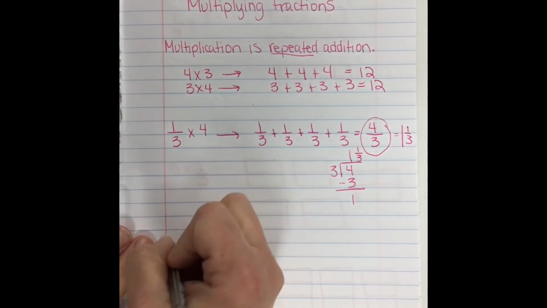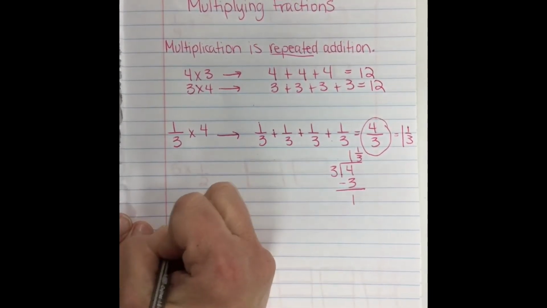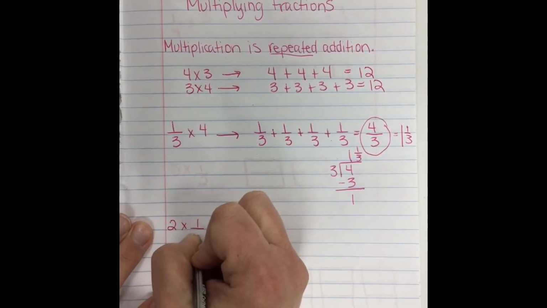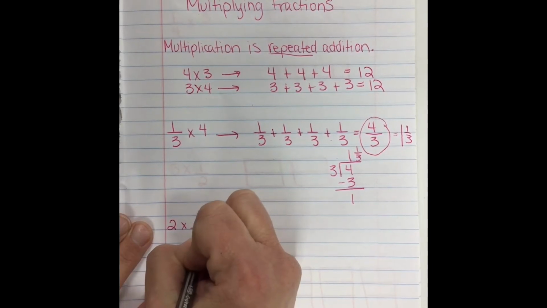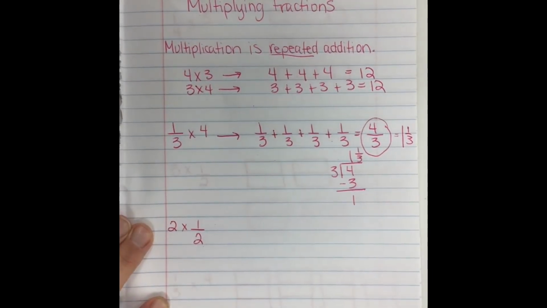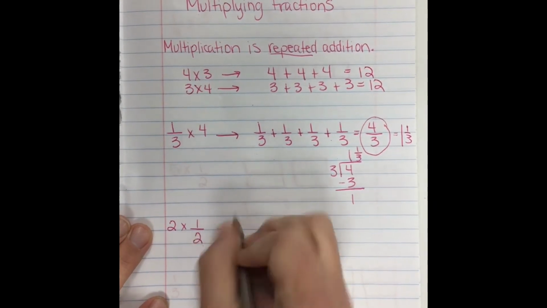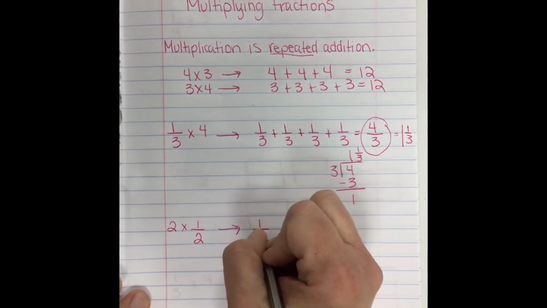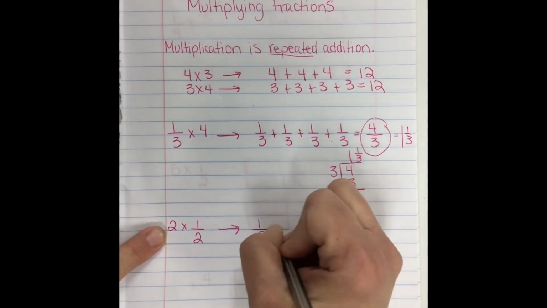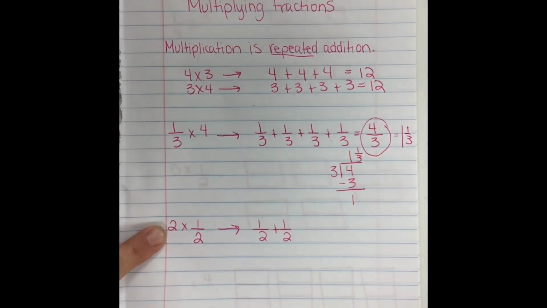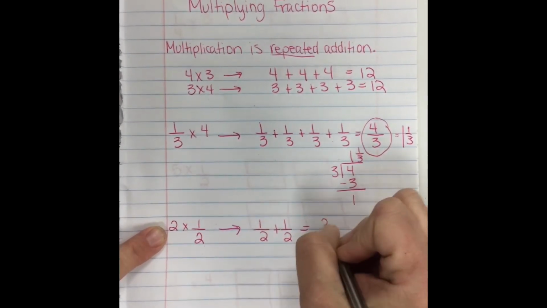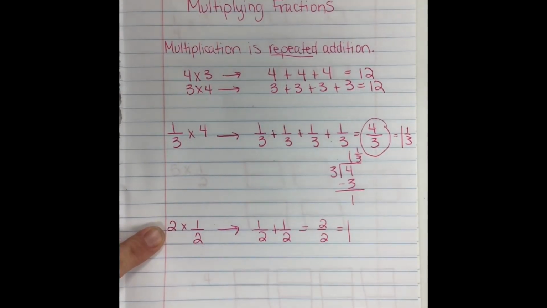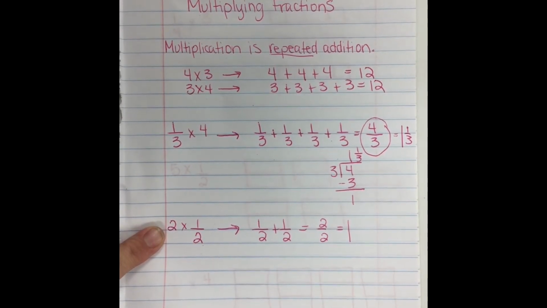Okay, so if I have, let's do 2 times 1/2. I'm not going to write 2 one-half of a time, so I have to take the fraction and I have to write it that many times. 1/2 plus 1/2. So 1 plus 1 is 2. 2 stays the same. So my answer is 2/2.